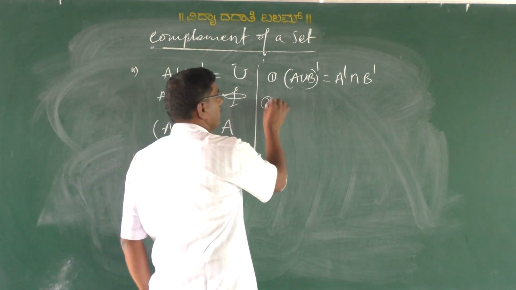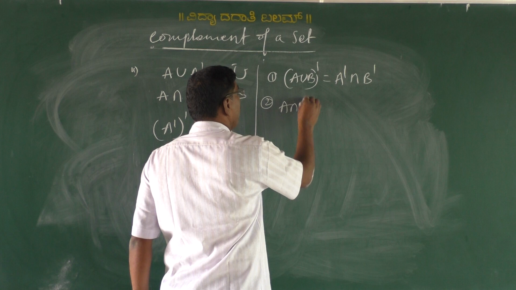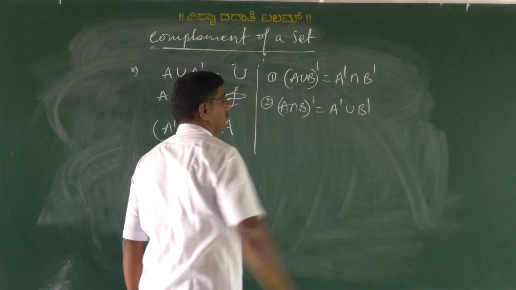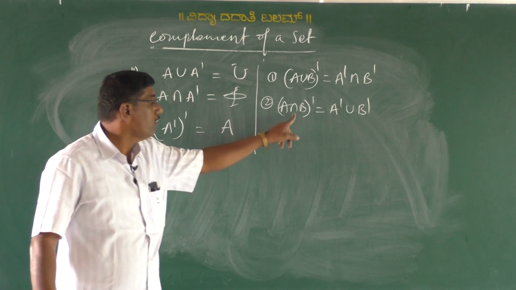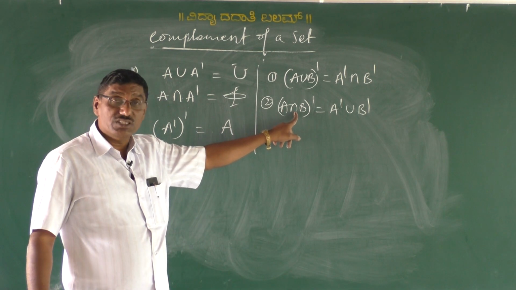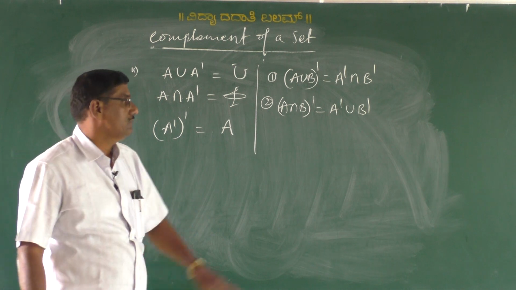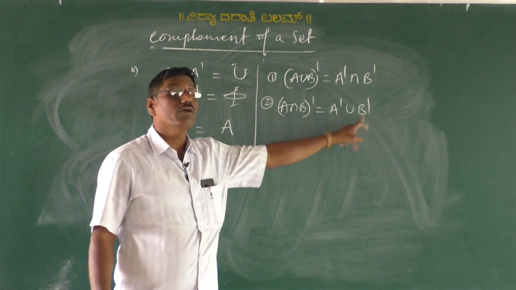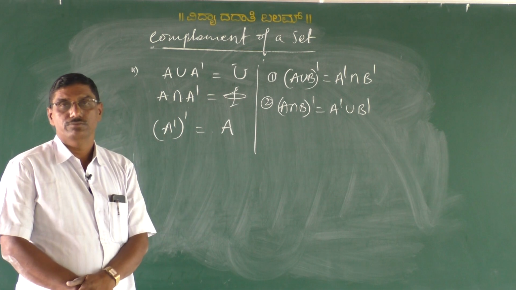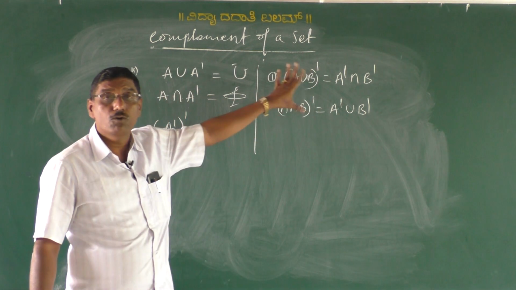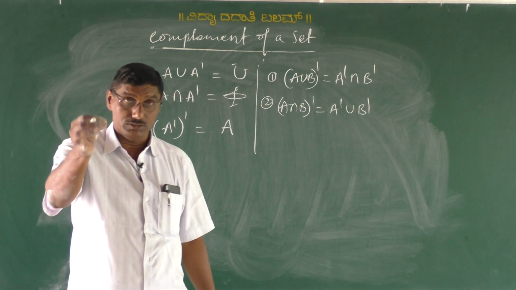Second one, A intersection B whole dash is equal to A dash union B dash. That is, the complement of the intersection of two sets can be written as the union of their complements. See, here intersection becomes union. These two are what we call De Morgan's laws.